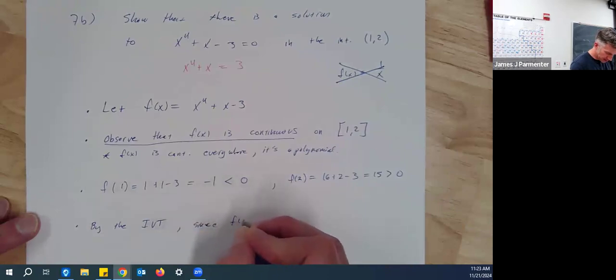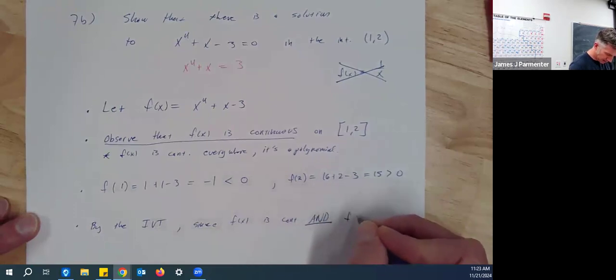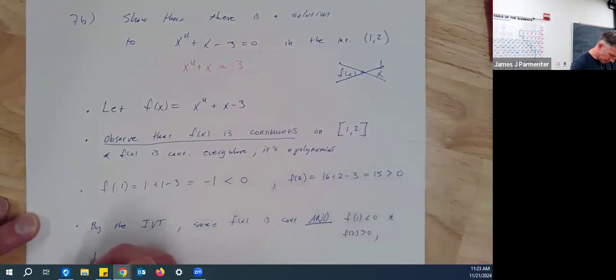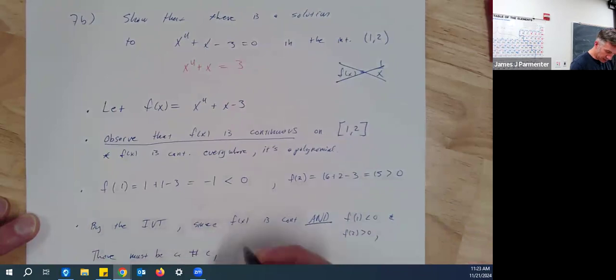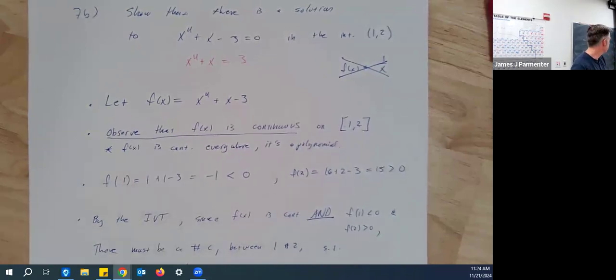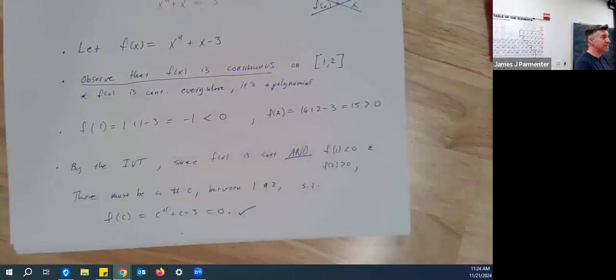Since f of x is continuous and f of 1 is negative and f of 2 is positive, there must be a number c between 1 and 2 such that f of c, which would be c to the 4th plus c minus 3, is equal to 0. Sorry, I can't see that, apologies. And that's it. We showed that there is a solution.